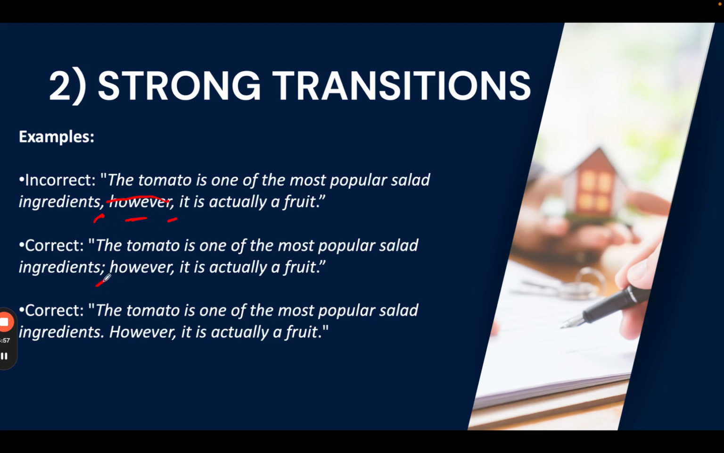I simply have to put a semicolon where the sentence is ending, and when you start another sentence, you're starting with however, so you put a comma after it. Right? So if you read it, the tomato is one of the most popular salad ingredients. That's sentence 1. So I will end the sentence with a period or even a semicolon, right? Period and a semicolon. And then I'm going to begin my sentence, that is, however, it is actually a fruit.